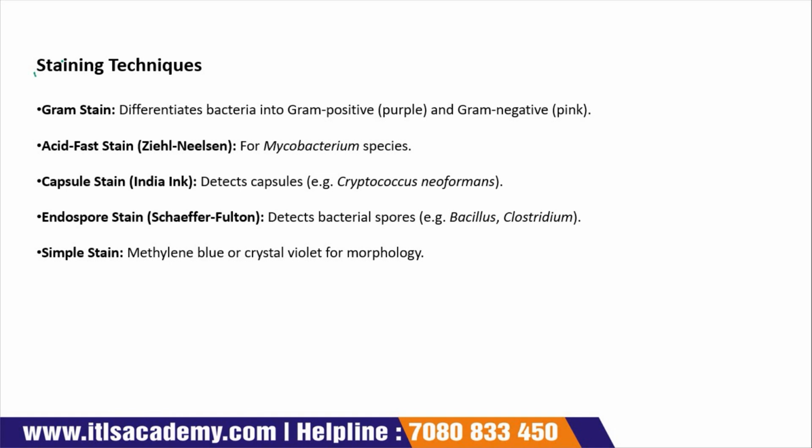Next are the staining techniques. Gram staining differentiates Gram positive and Gram negative bacteria. Acid fast staining is for Mycobacterium species. Capsule staining detects the capsules. Endospore staining detects the bacterial spores. Simple staining, with methylene blue or crystal violet, is for morphology. Okay.